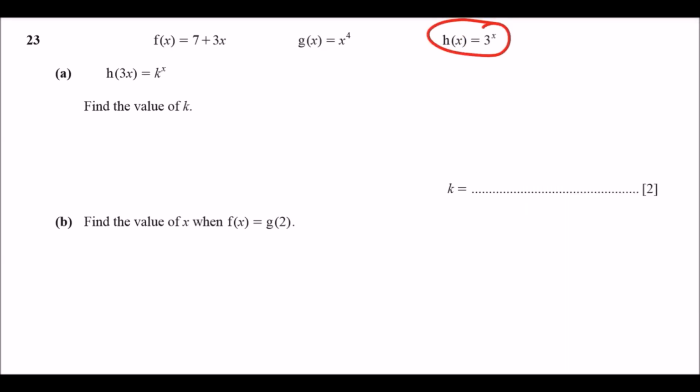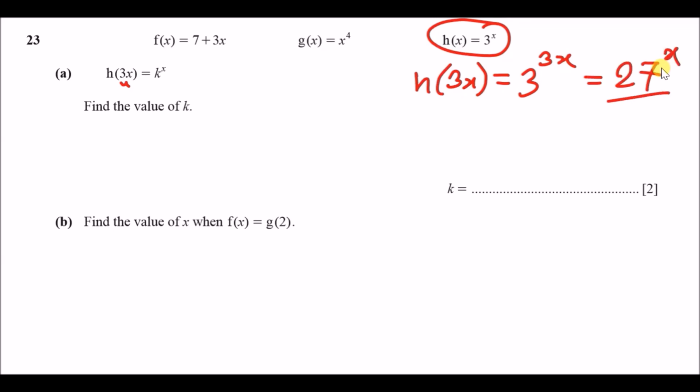Now in this scenario, let's just highlight h(x), yeah? It tells us that when you replace x with 3x, so you have h(3x), this means that the x value is now 3x. So it'll be 3 to the power of 3x. And to make this look more clear, 3 to the power of 3 is 27, so we've got 27 to the power of x. Now, in order to find the value of k, we just look at both of these. This is k to the power x, 27 to the power x. So that means k must clearly be 27.